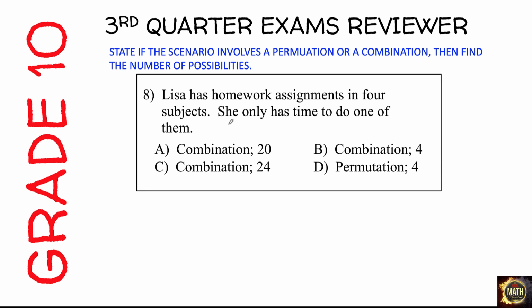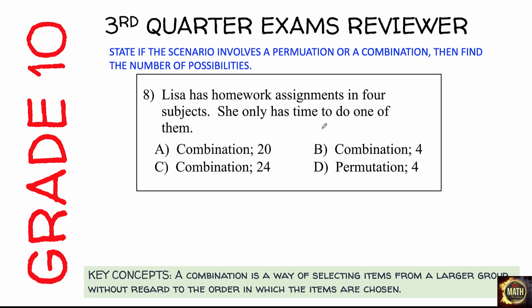Next problem. Lisa has homework assignment in 4 subjects. She only has time to do one of them. Is this combination or permutation? We do not know exactly what the subjects are, so this implies that we can interchange the order of the homework. And also, there is only one item that we need to take. So this is a combination.